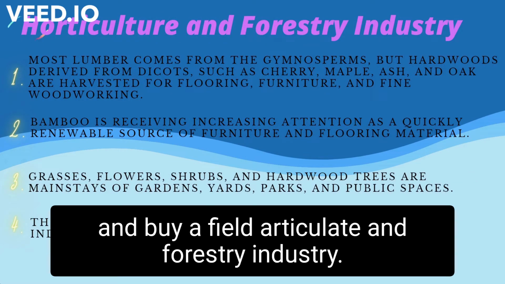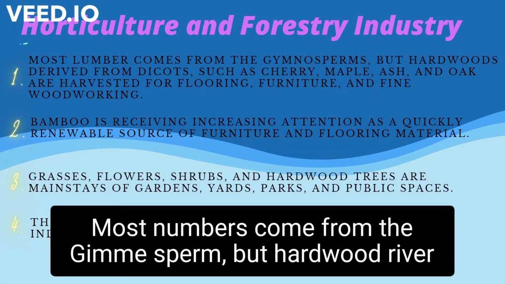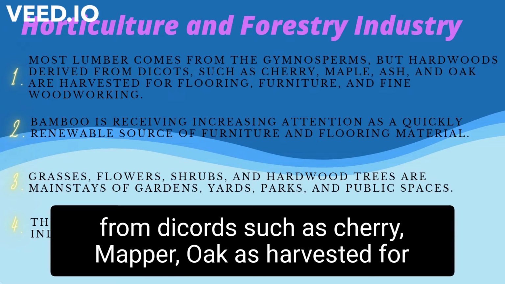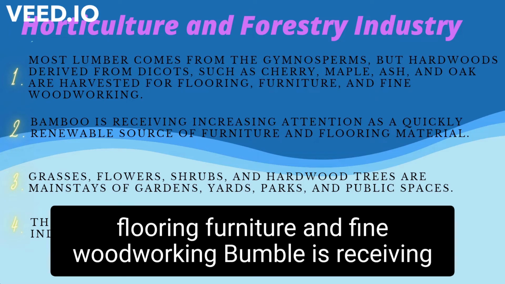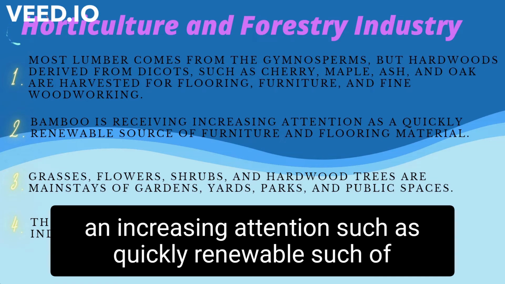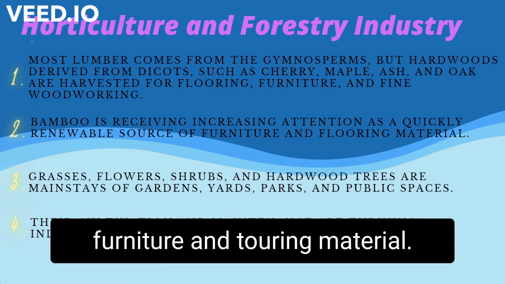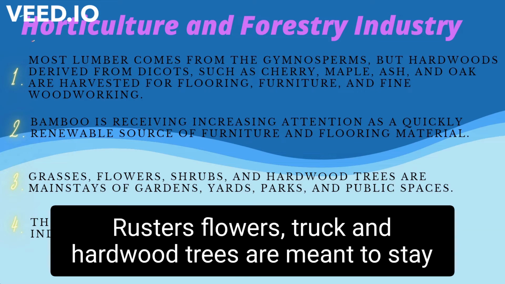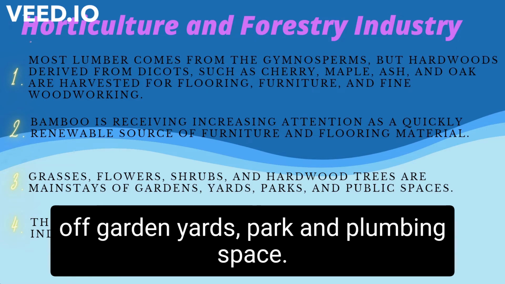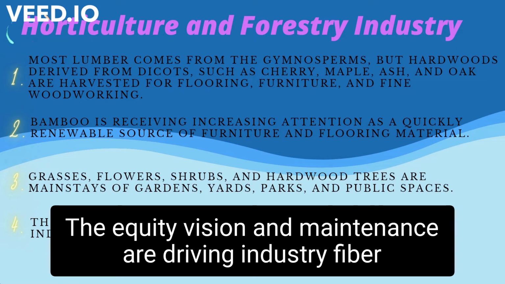Horticulture and forestry industry. Most lumber comes from gymnosperms, but hardwood derived from dicots such as cherry, maple, ash, and oak is harvested for flooring, furniture, and fine woodworking. Bamboo is receiving increasing attention as a quickly renewable source of furniture and flooring material. Grasses, flowers, shrubs, and hardwood trees are the mainstay of gardens, yards, parks, and public spaces. Their cultivation and maintenance are a thriving industry.